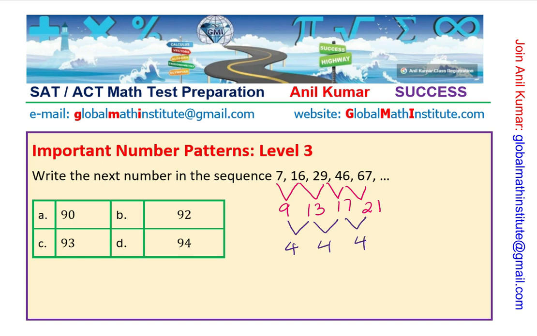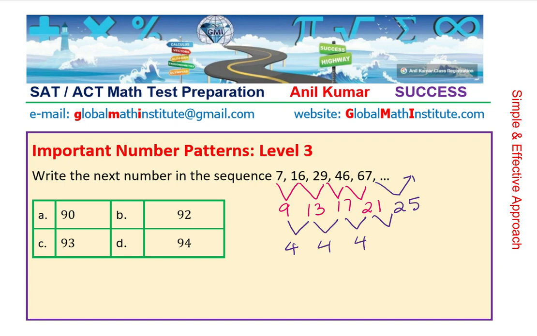So we can use a strategy where we add 4 to 21. The next difference will be 4 plus 21, which is 25, and adding 25 to 67 will give us our answer. 67 plus 25 is 92. So that is how you get your answer. Option B is the right answer. As you can see, we went down, found the second difference to be 4, and then did a backward calculation to get the result.